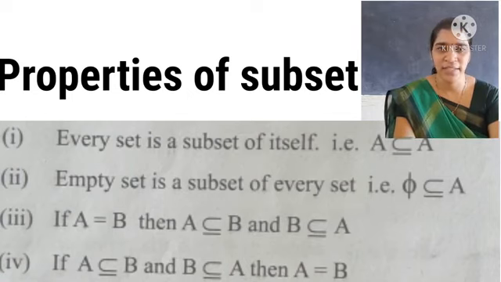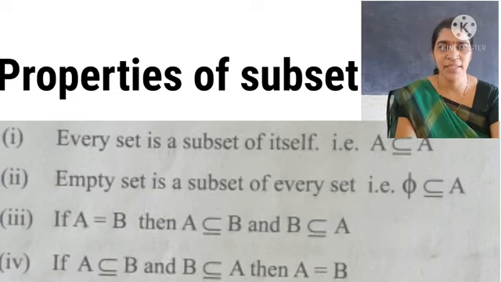Therefore we can write A is a subset of B and B is a subset of A. Okay? Conversely, if A is a subset of B and B is a subset of A, then we can write A is equal to B.